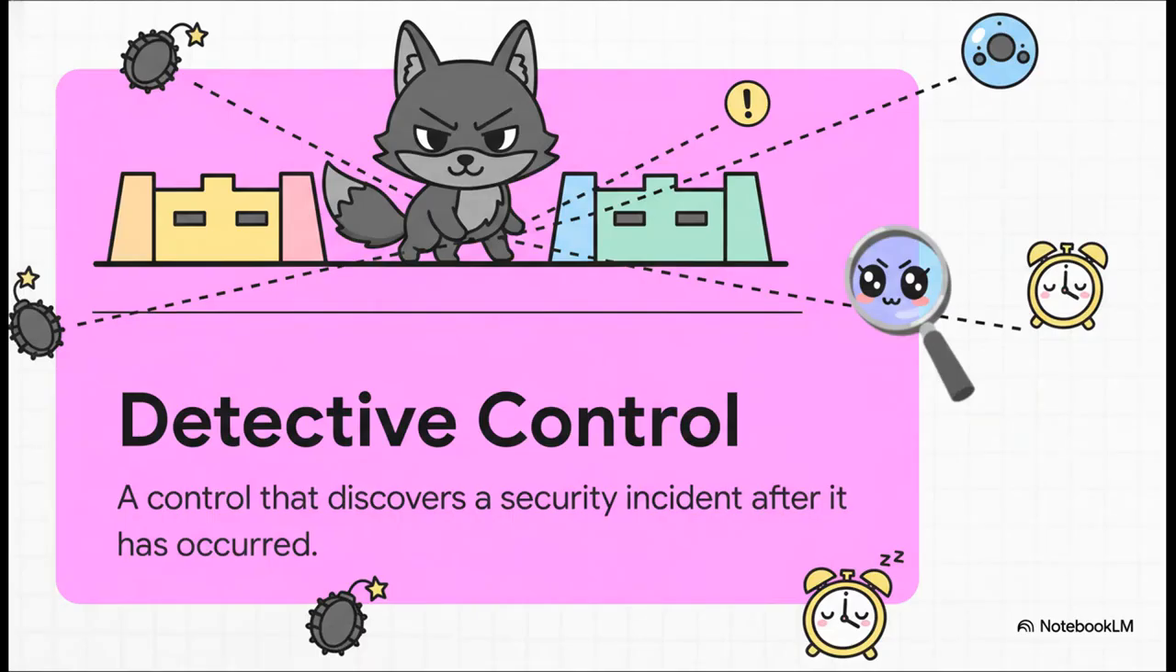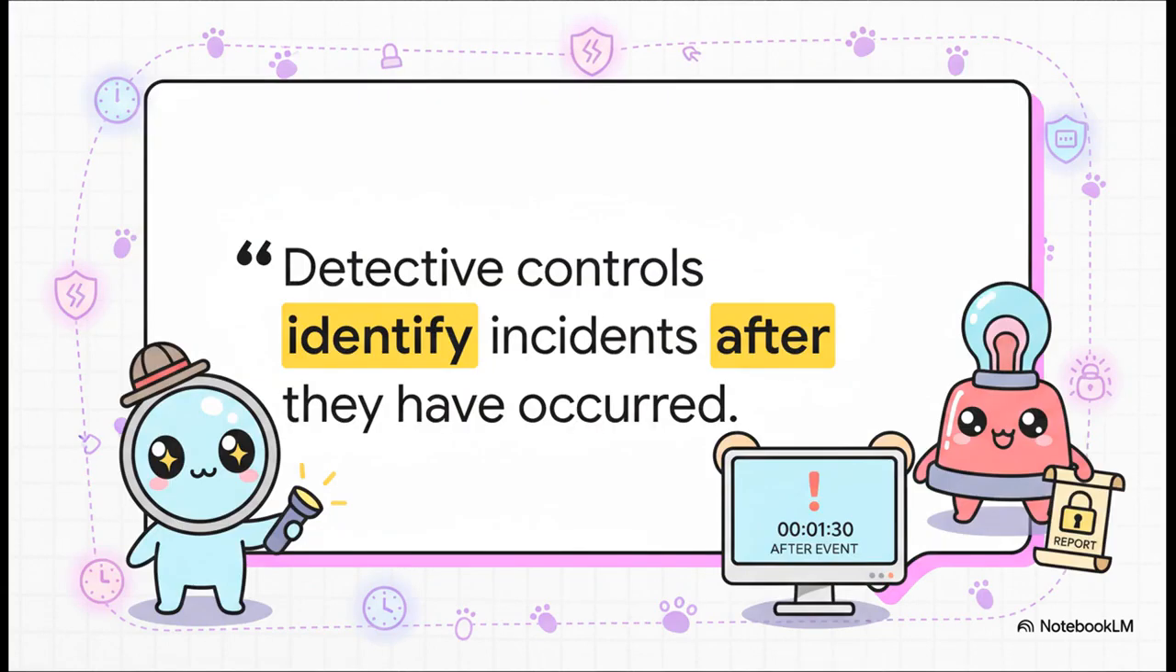But what if the wolf is sneaky? What if he ignores our warnings and finds a way past our walls? That's where detective controls come into play. These are like the hidden tripwires and silent alarms inside our fortress. They won't stop the intruder, but their goal is to let us know that something has happened. The official definition makes the timing here crystal clear. Detective controls identify incidents after they have occurred. The most important word in that sentence for your exam is after. They don't prevent, they identify.